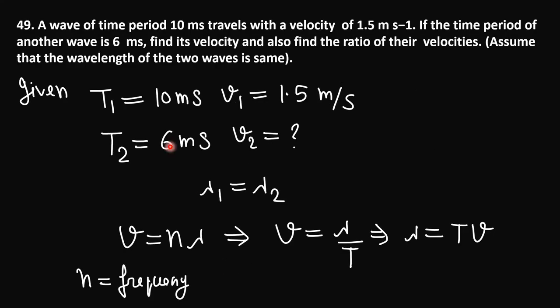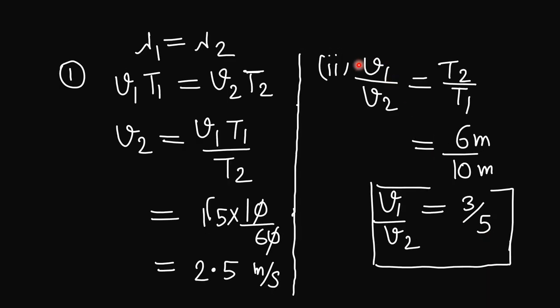Now another thing is asked in this question: find the ratio of their velocities. If we write the mathematical form of this equation for both the waves, lambda 1 is equal to T1 V1 and lambda 2 is equal to T2 V2, and divide both the equations, then we will get that V1 by V2 is equal to T2 by T1. We know the time period for both the waves. If we put the values over here, we will get the ratio of their velocities.